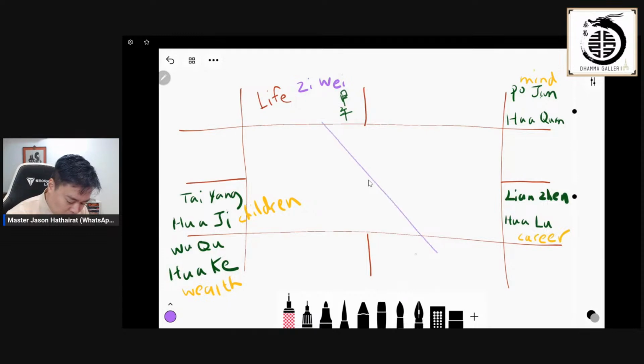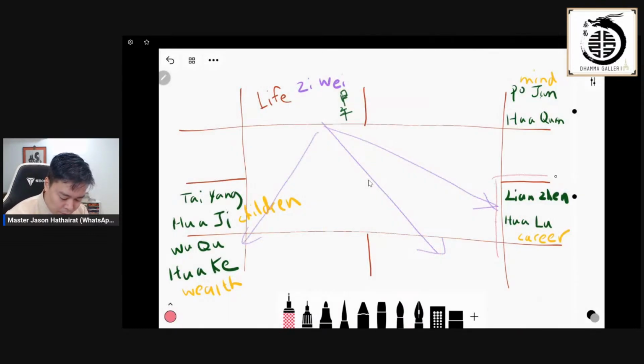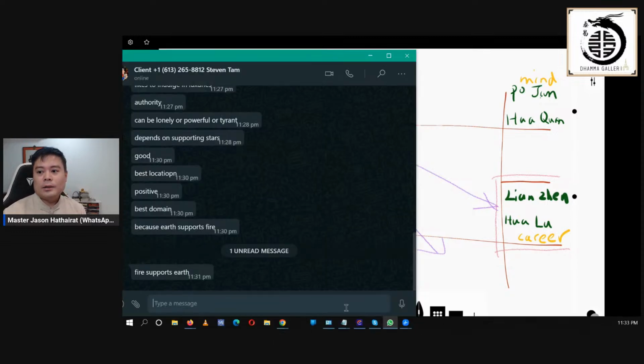Firstly, this is travel domain, okay? Secondly, this is the career domain. Thirdly, this is the wealth domain. So let's start with the career domain, which is right here. So now tell me, Lian Zheng at the career domain pairing with Hua Lu. Can you try to tell me something about this person's career?